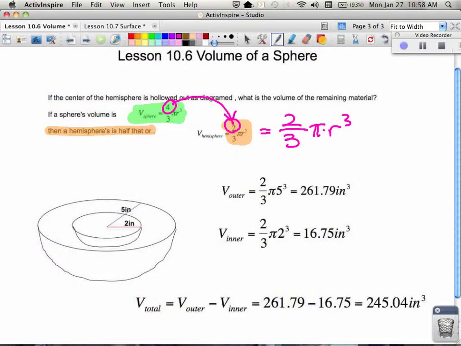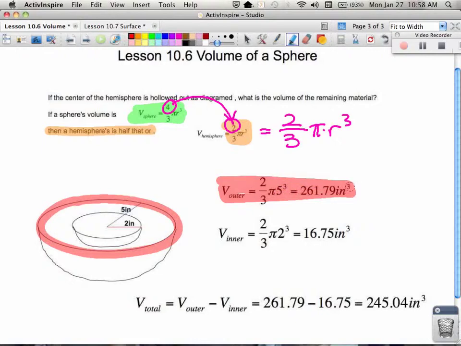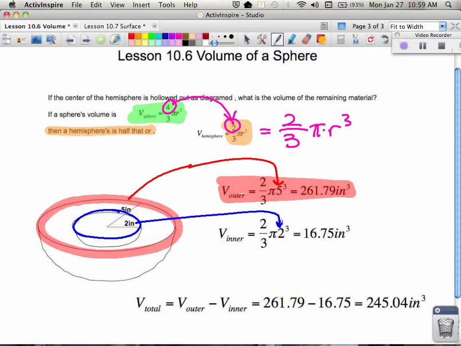And so what I know is I have two different hemispheres here. I have the outer hemisphere, and if I look at the outer hemisphere, that's the one with the 5-inch radius here. To find its volume, I go 2/3 pi r cubed. Its radius is 5, which we can see right here, the 5 for the radius of the outer hemisphere, and I get 261.79. If I look at the inner hemisphere and use the formula 2/3 pi r cubed, its radius is 2, which we can see here. So I find the volume of that hemisphere, 2/3 times pi times 2 cubed, and we get a volume that is 16.75. And what we are going to do is subtract those two numbers.